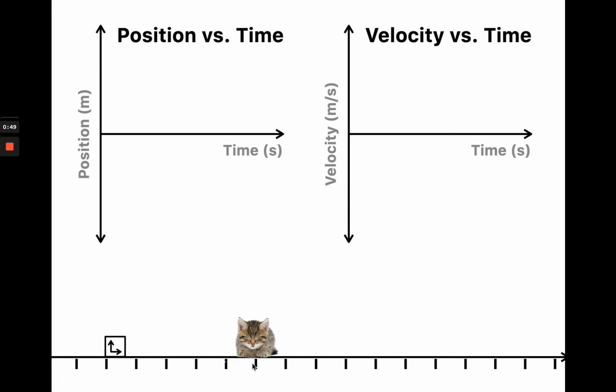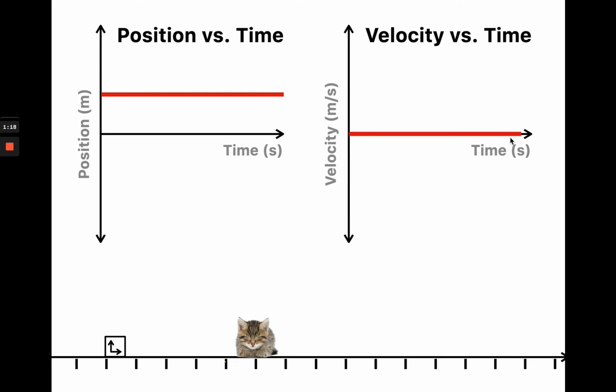So, the kitten is at 5 meters, is not moving. So if we start the clock, look at the graphs. The position is remaining constant because the kitten is staying still. It's staying at 5 meters and is going nowhere. And take a look at the velocity graph. Since the kitten is not moving, the velocity is exactly 0 meters per second. The speed is also 0 meters per second. So the line is right on the axis.